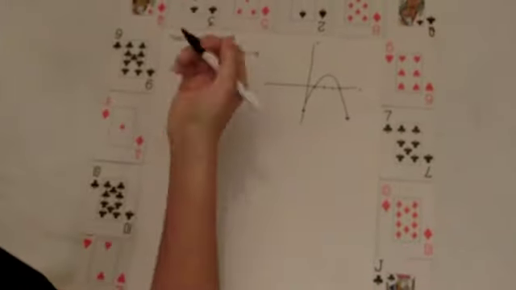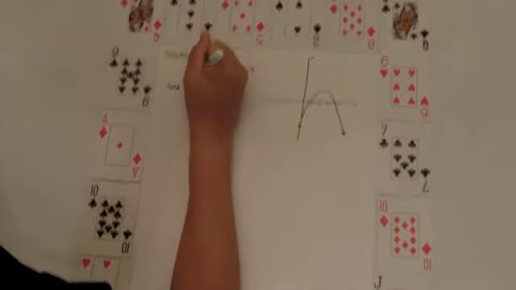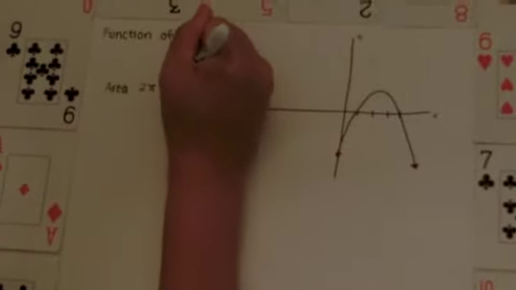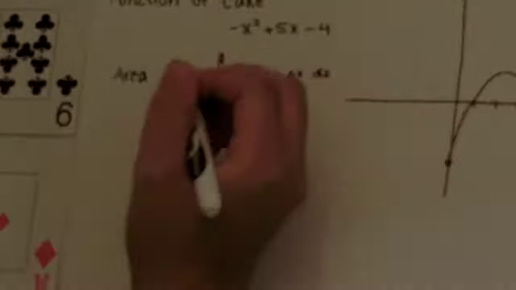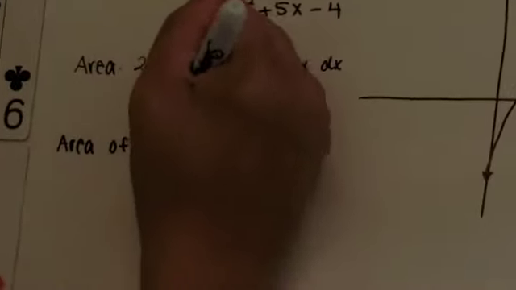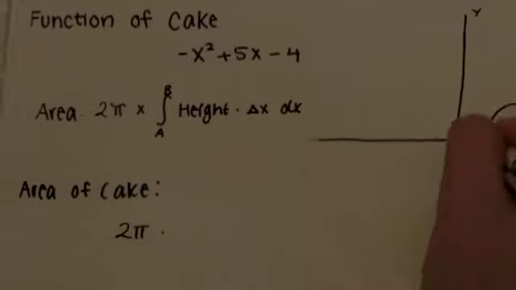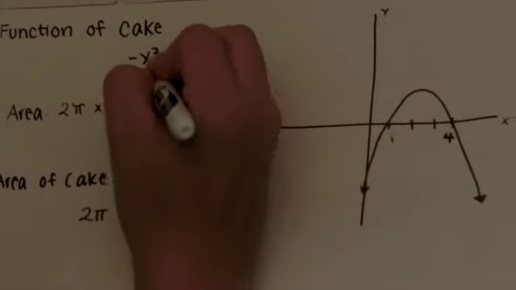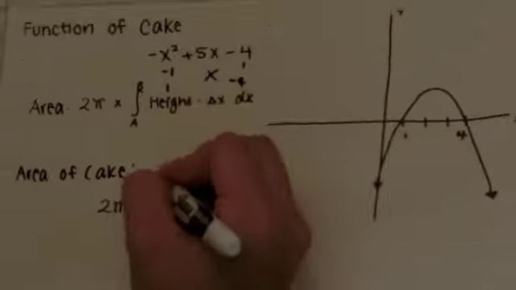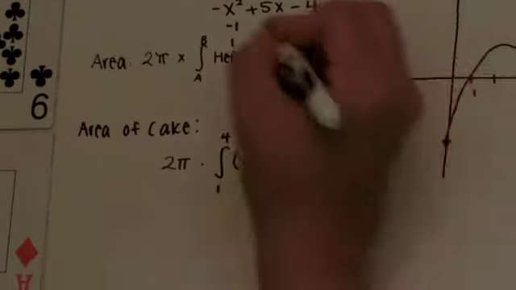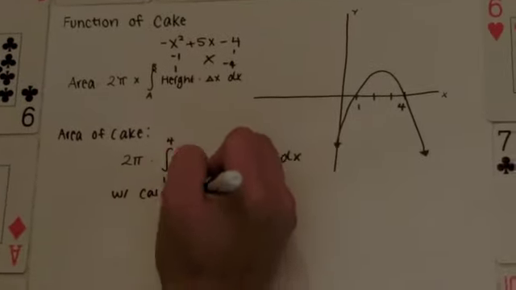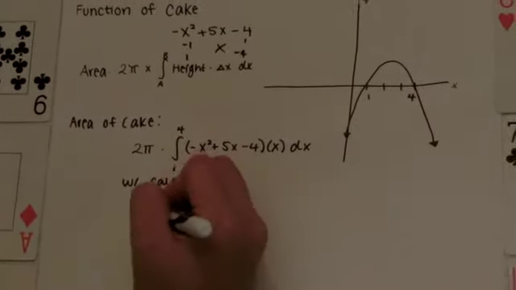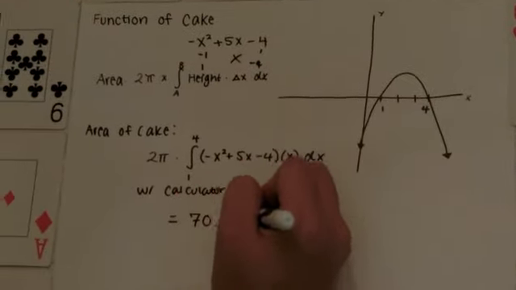The function of the cake is defined by the function negative x squared plus 5x minus 4. This intersects the graph at x equals 1 and 4. So using shell method with the equation 2 pi times the integral from a to b of the height times delta x dx, we are able to plug in our function into the shell method's formula and find the volume of the cake. After plugging this into our calculator, we find that the volume of the cake is 70.686 inches cubed.